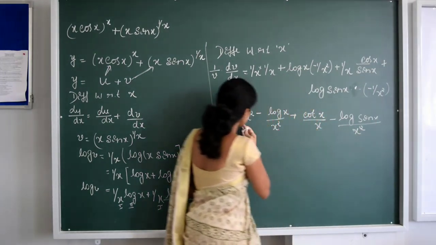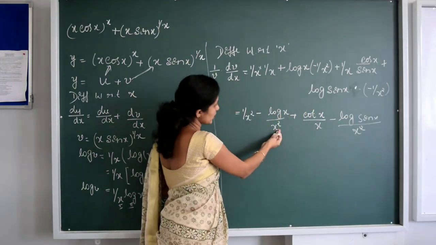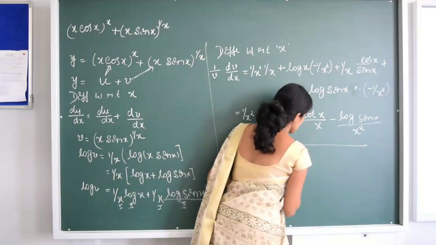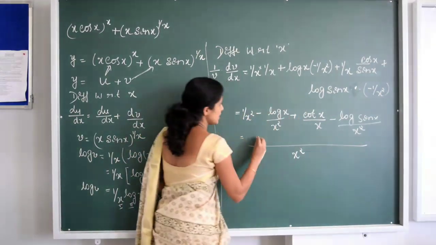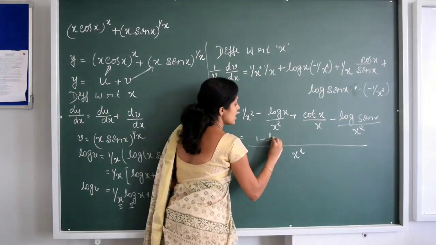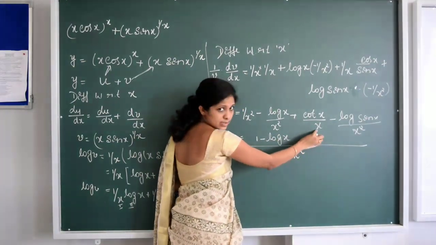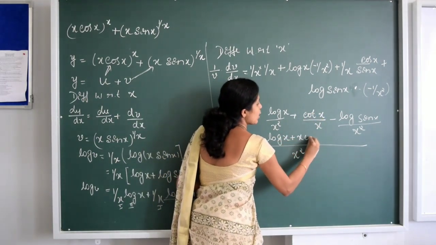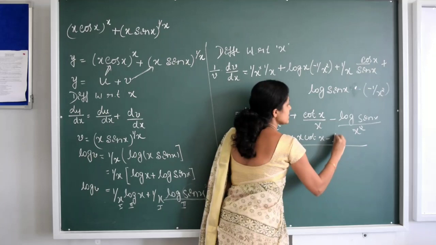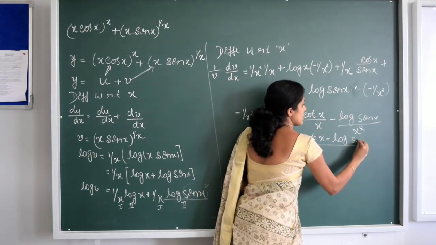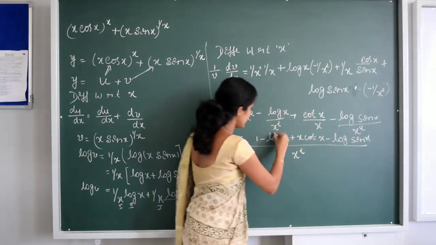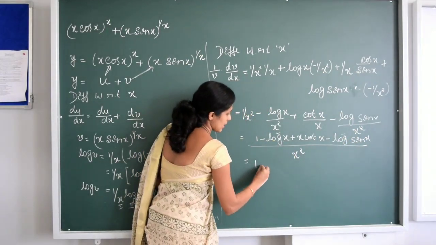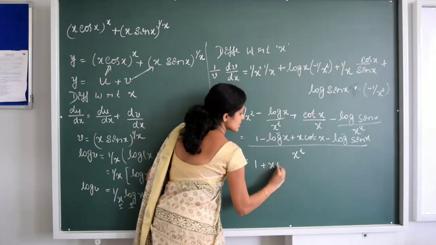Here you can observe this. The denominator x square is there. So we will take x square as LCM. So if I take x square as LCM, what is remaining here? 1 minus log x. Here x is there, so we need to multiply by x. So this will be now plus x cot x and minus log sin x. Now we will collect the terms with log. Here two logs are there. We will collect that. So this is equal to 1 plus x cot x.